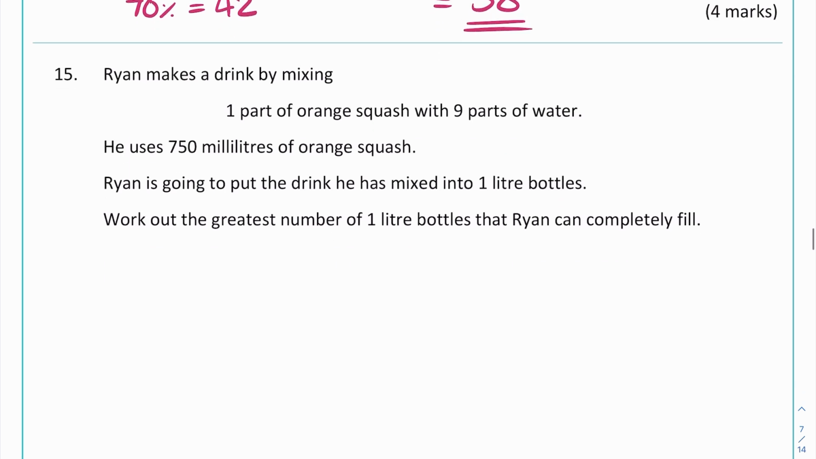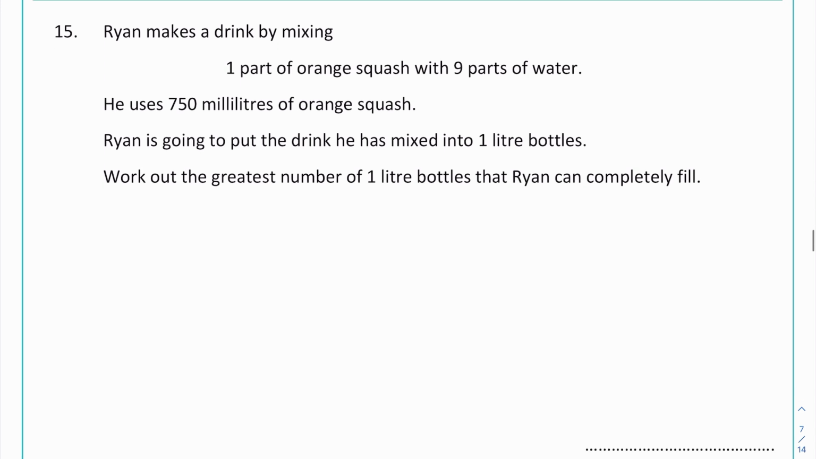On to question 15. Ryan makes a drink by mixing 1 part of orange squash with 9 parts water. He uses 750 millilitres of orange squash. Ryan is going to put the drinks he makes into 1 litre bottles. Work out the greatest number of 1 litre bottles that Ryan can completely fill.